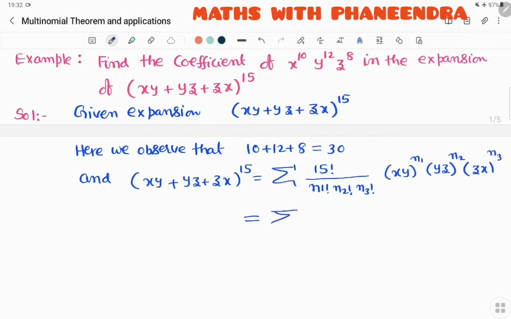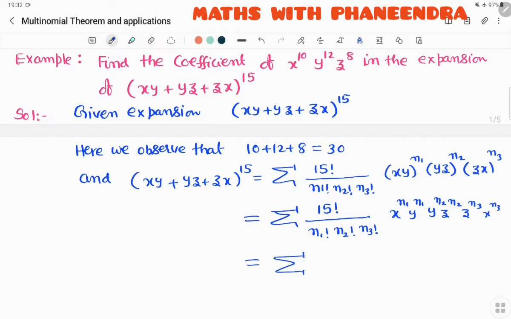That is equal to sigma 15 factorial divided by n1 factorial, n2 factorial, n3 factorial. Here x power n1, y power n1, y power n2, z power n2, z power n3, x power n3. Sigma 15 factorial by n1 factorial into n2 factorial into n3 factorial. Bases of equal power should be added.